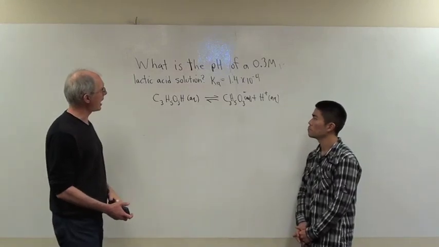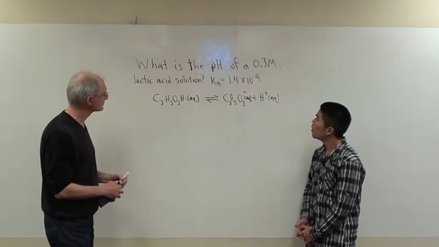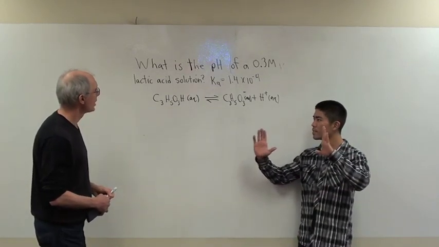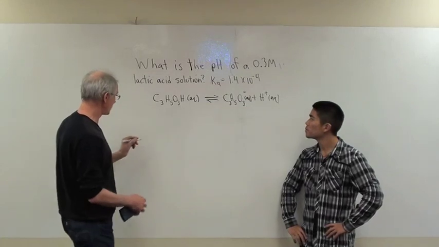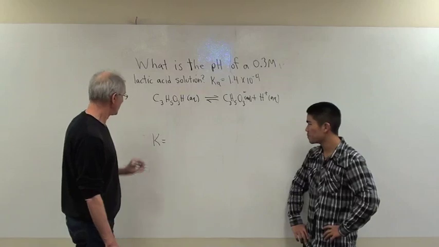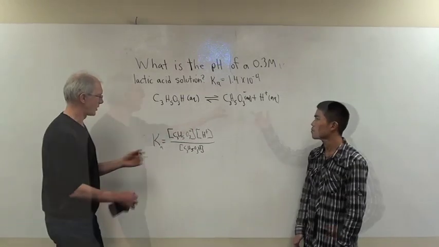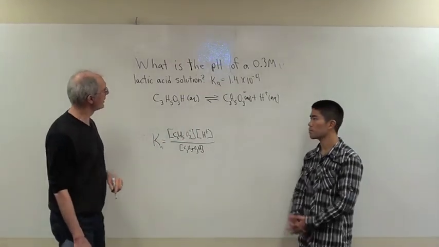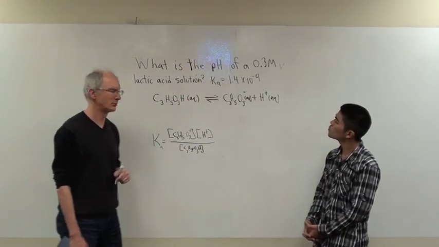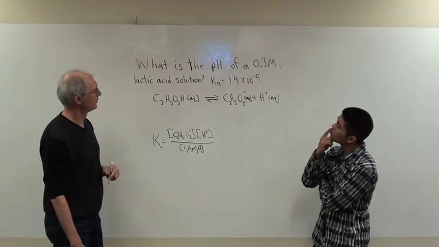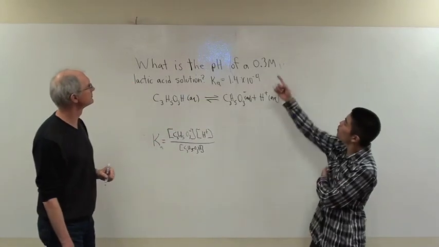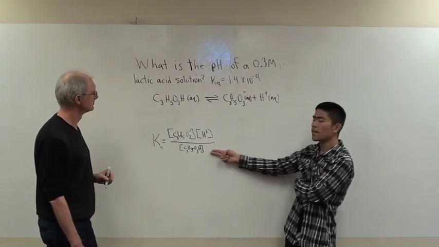Okay, so how are we going to set up this problem, Tyler? Well, let's start by getting an equilibrium quotient. So we can write up our equilibrium expression. Ka equals, voila. And so what do we know? We're trying to find out the pH. What do we know? We know Ka. That's good. What else do we know? We also know the concentration of lactic acid.